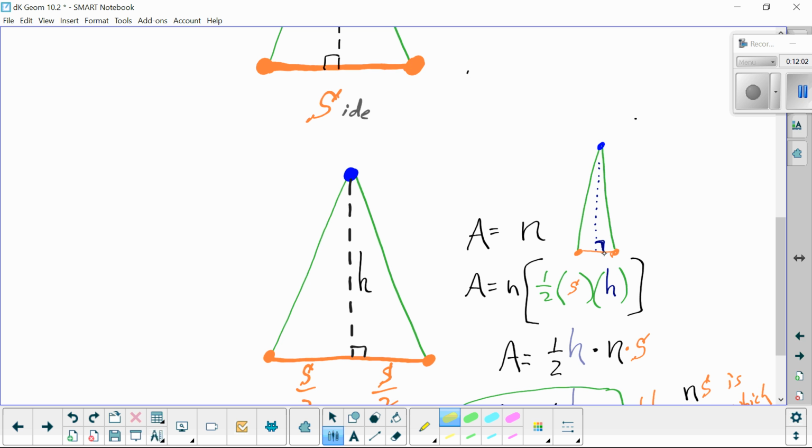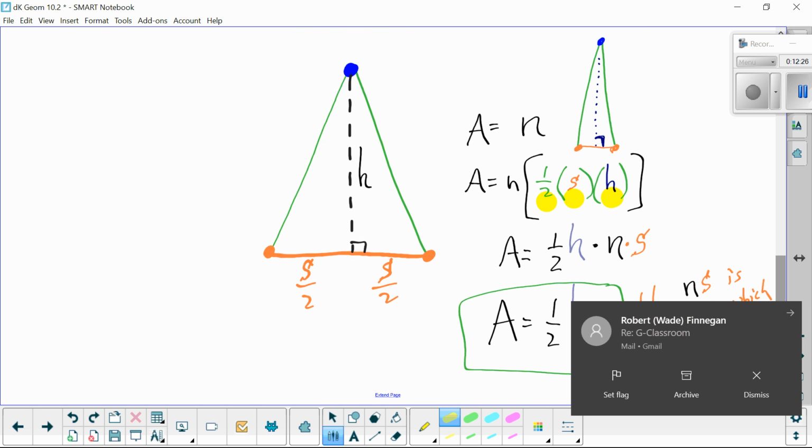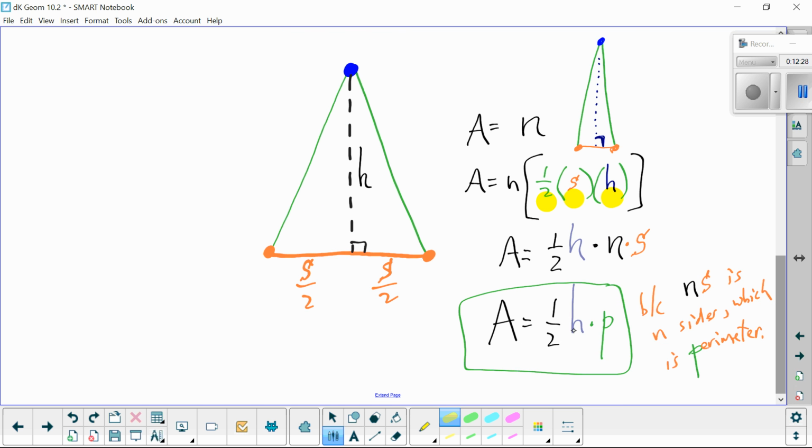How do you find the area of a triangle? 1/2 times the base, which is a side length, times the height. So n triangles, 1/2 times base times height. We have 1/2 times h times n times s. I just changed the order a little bit. Each side length times n sides, that's actually perimeter. So we have 1/2 times the height times the perimeter, because ns is n sides, which is the perimeter.